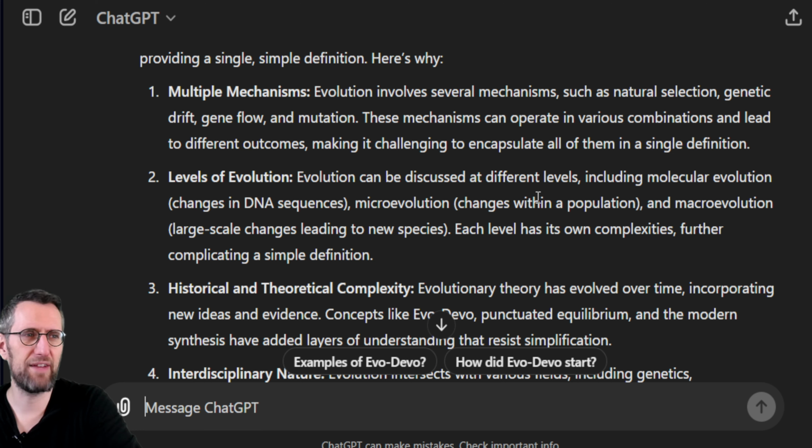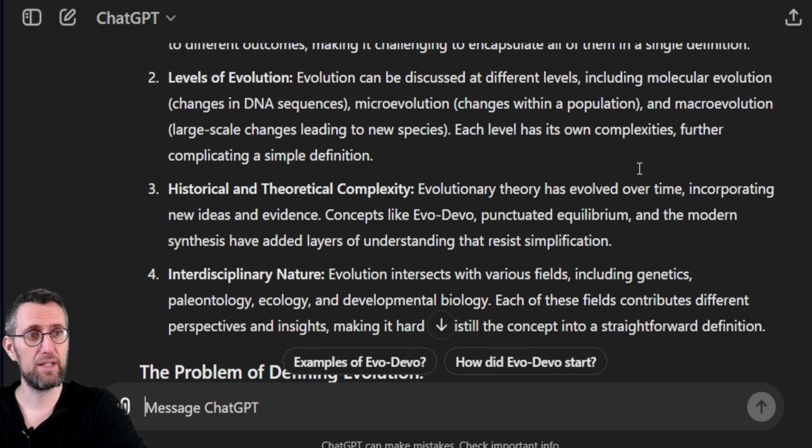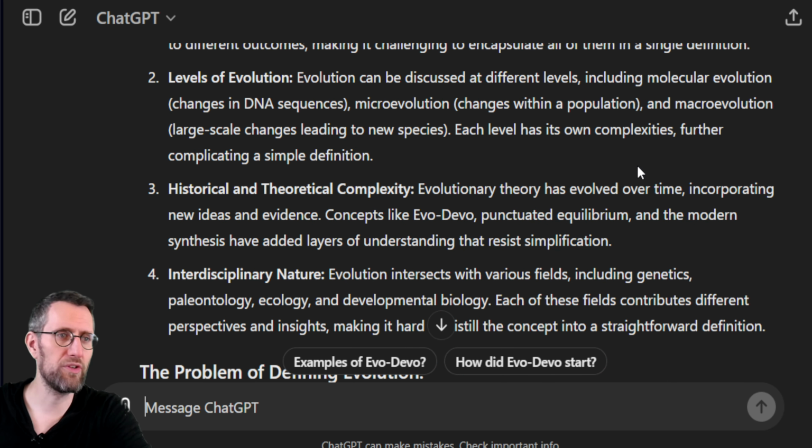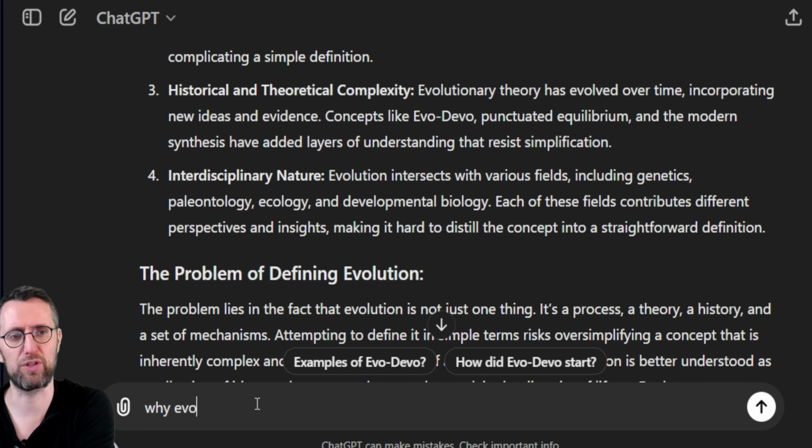So levels of evolution. Evolution can be discussed at different levels, including molecular evolution, changes in the DNA sequence, microevolution, changes within a population, and macroevolution, large-scale changes leading to new species. Each level has its own complexity, further complicating a simple definition. Historical and theoretical complexity. Evolutionary theory has evolved over time, incorporating new ideas and evidence. Concepts like evo-devo, there it is again, punctuated equilibrium, and the modern synthesis have added layers of understanding that resist simplification. Okay, I want to know again, why is evo-devo so important?